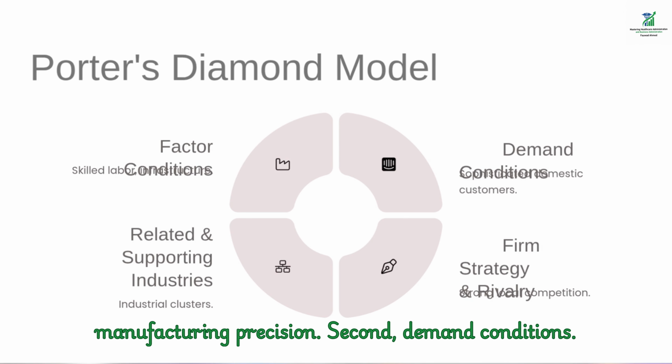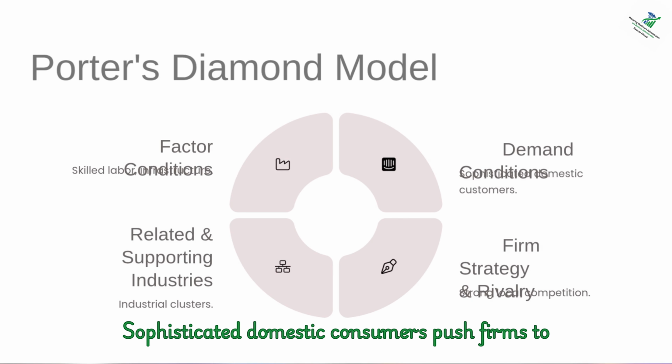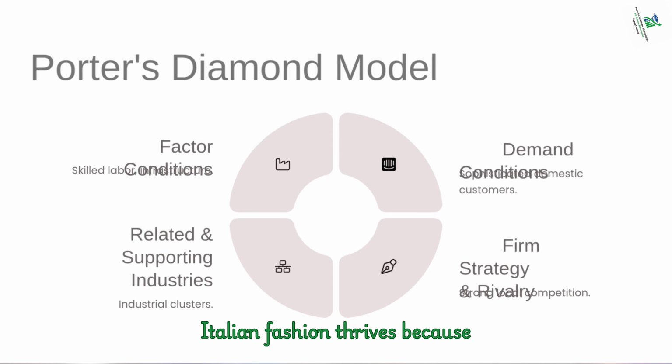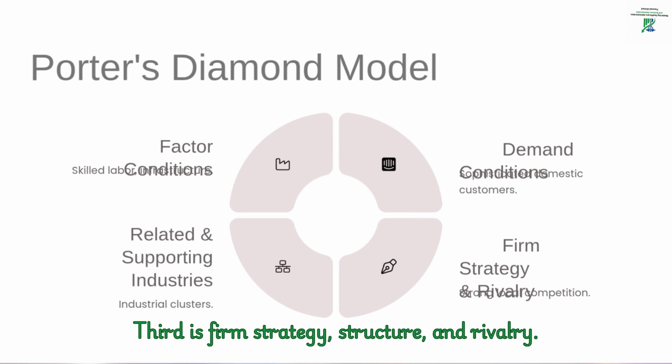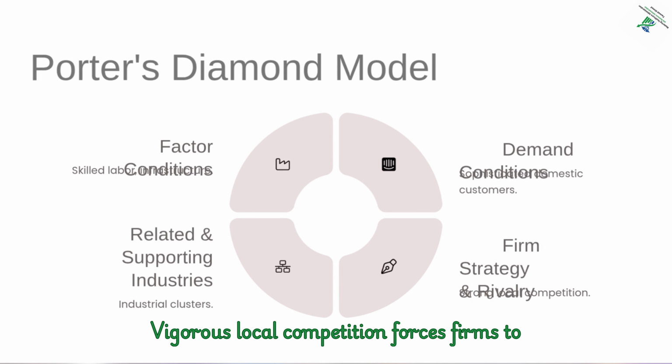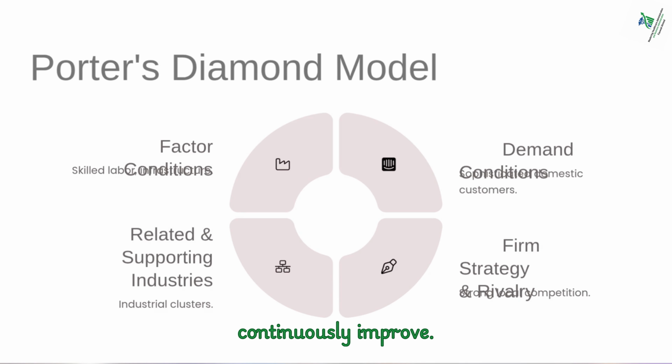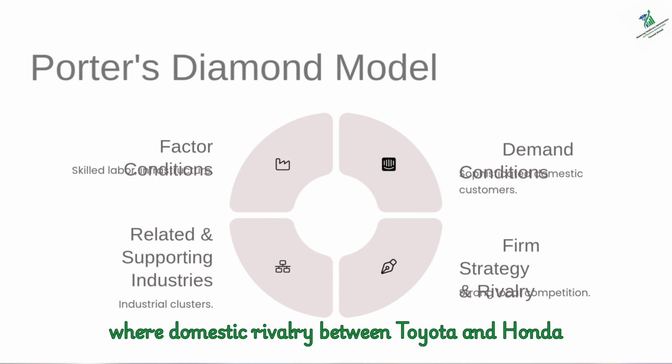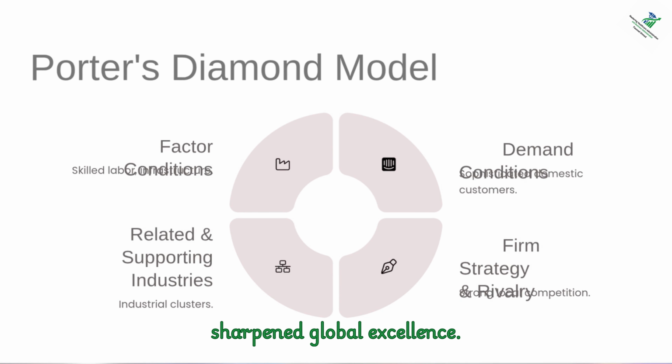Second, demand conditions. Sophisticated domestic consumers push firms to innovate. Example: Italian fashion thrives because Italians are demanding customers. Third is firm strategy, structure, and rivalry. Vigorous local competition forces firms to continuously improve. Example: Japan's auto industry, where domestic rivalry between Toyota and Honda sharpened global excellence.